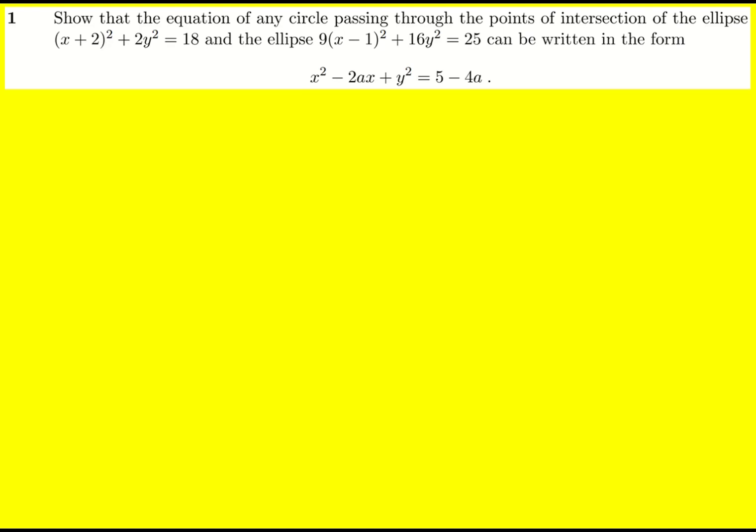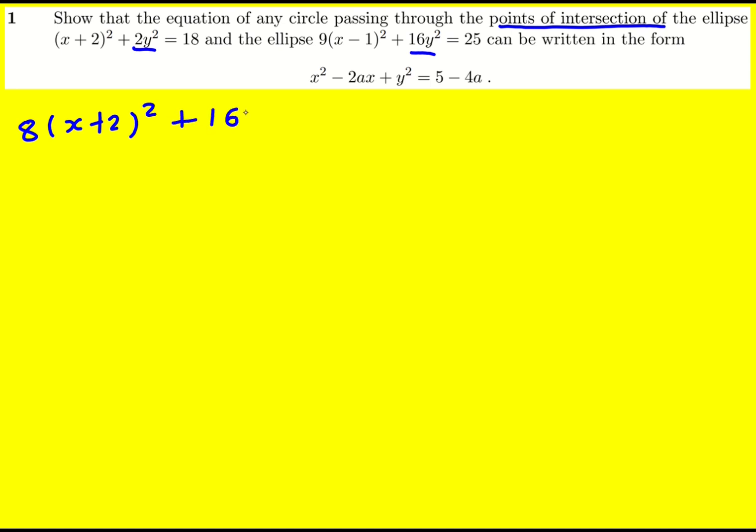Show that the equation of any circle passing through the points of intersection of the ellipses shown can be written in this form. Okay, well I think a good shout is to first of all find the points of intersection. Now what I notice is that I've got an x term, they're quite different, but the y squared terms are quite similar. And if I multiply my first equation through by 8, then I'll get 16y squared in both equations. And then we can subtract them, or make 2y the subject, whichever you prefer.